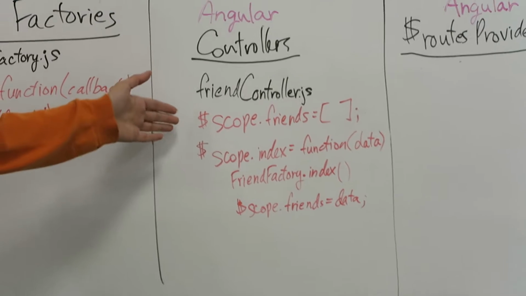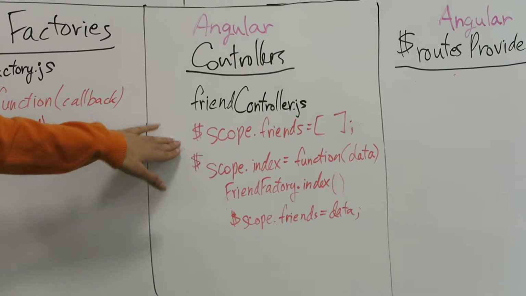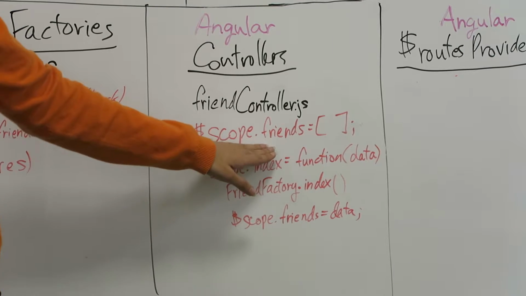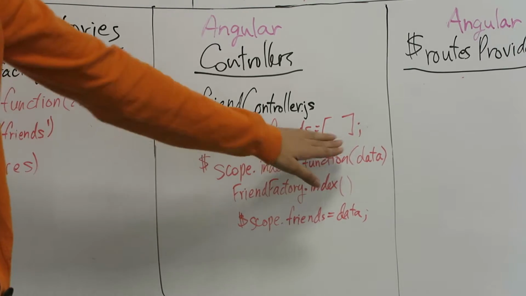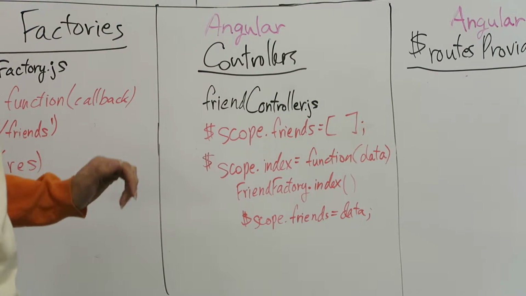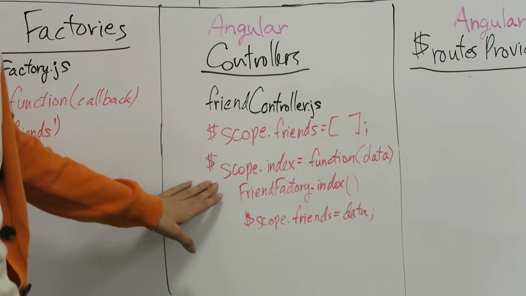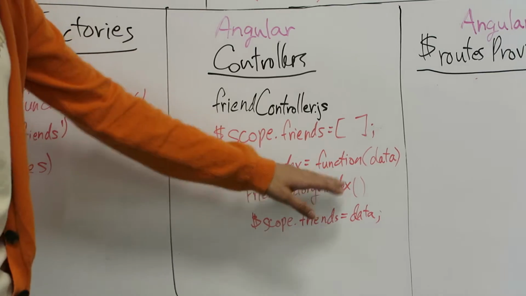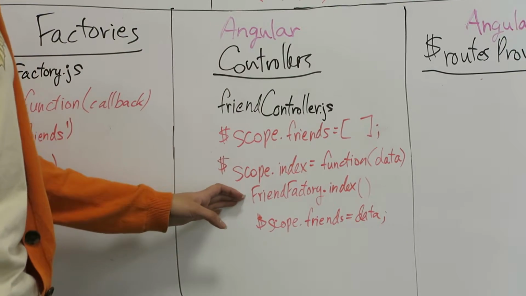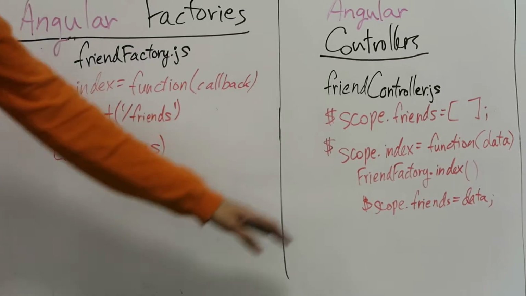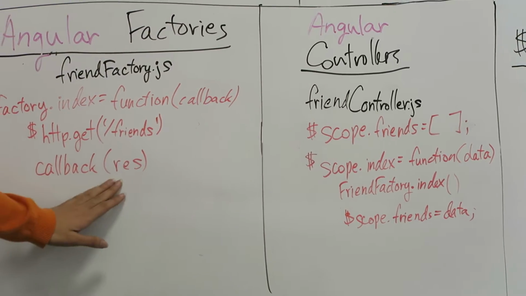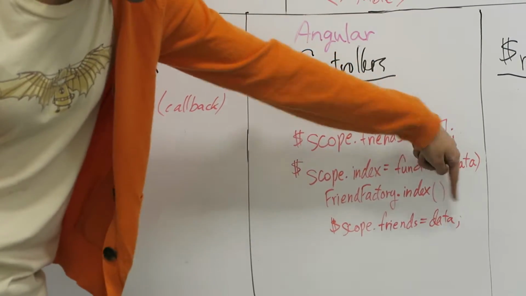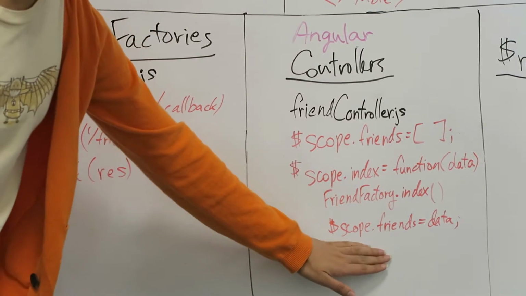Our Angular controller has an object called scope, which is how it communicates with the view. On our scope, first we initialize something called friends, which is an empty array. We'll fill that up. Then we have a scope.index, which is the function which ends up being our callback. What our function does is first it runs the friend factory.index, which is this guy. And then once it gets the response, that response becomes this data, which goes into here and becomes our scope.friends.